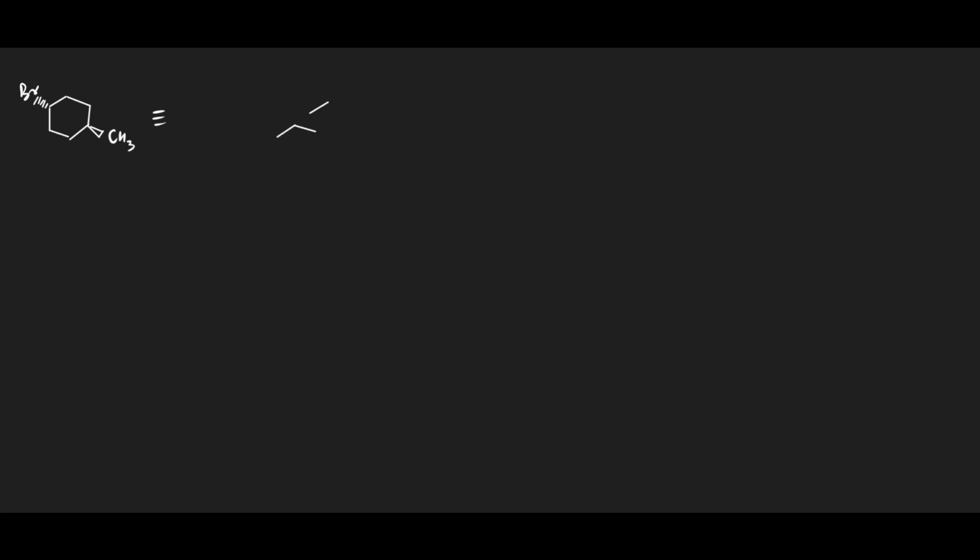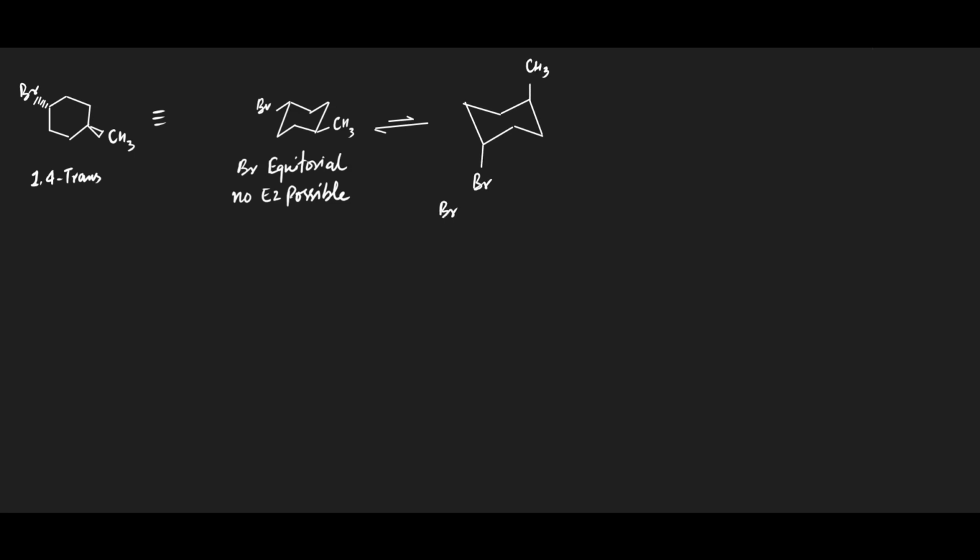1,4 trans means 1,4 diaxial or diequatorial. In the chair conformation, we keep both on equatorial positions, because diequatorial is more stable conformation. In this diequatorial, bromine being on equatorial means that E2 is not possible. Upon ring flipping, both bromine and methyl are axial. Now that bromine is axial, it means E2 can occur in this conformation.